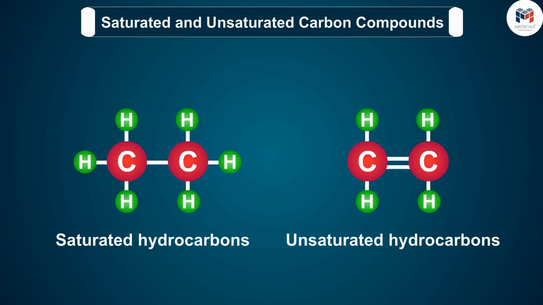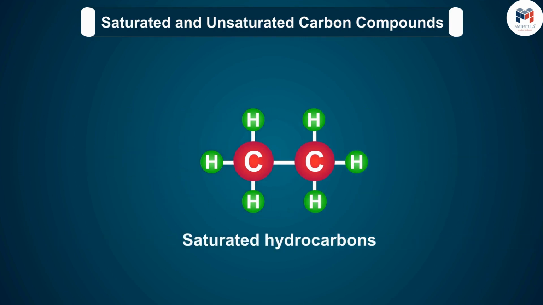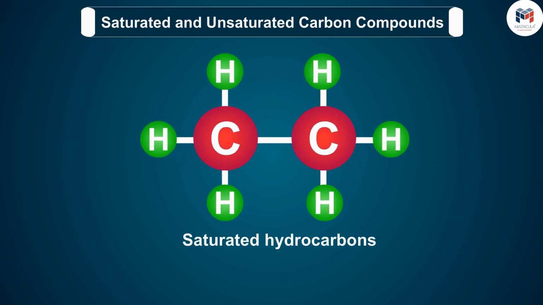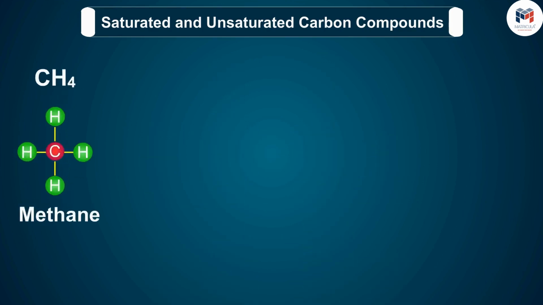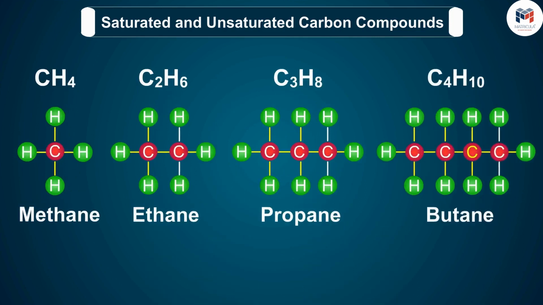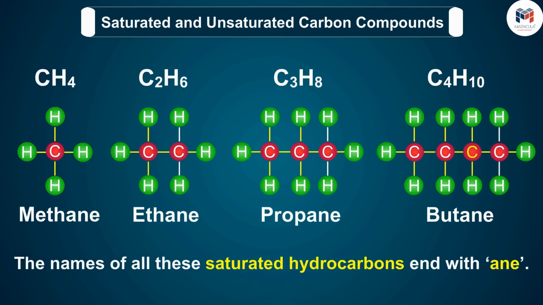Children, first of all we will discuss saturated hydrocarbons, and they are also called alkanes. A hydrocarbon in which carbon atoms are connected only by single bonds is called a saturated hydrocarbon. It is also called alkane. Thus, the hydrocarbons methane, ethane, propane and butane are alkanes. The names of all these saturated hydrocarbons end with ane.